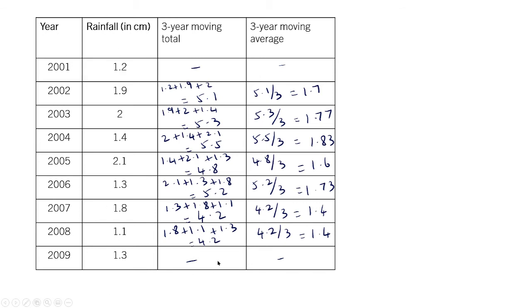So this is how we have to go about it if we want to find the 3-year moving average. We have to start from the first and add the first 3, then find the average. Then, to find the 3-year moving total for the next, leave the first one, add the next 3, we get the moving total, and then if we find the average, we get the 3-year moving average, and so on until we reach the last data point.